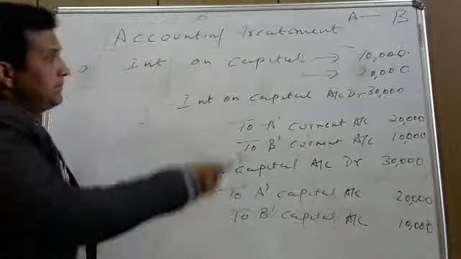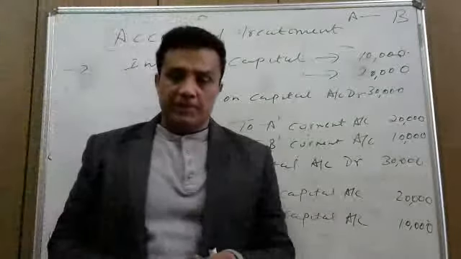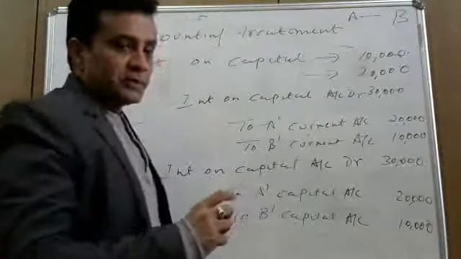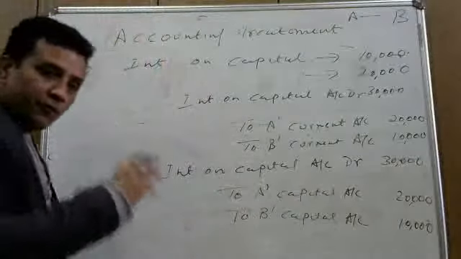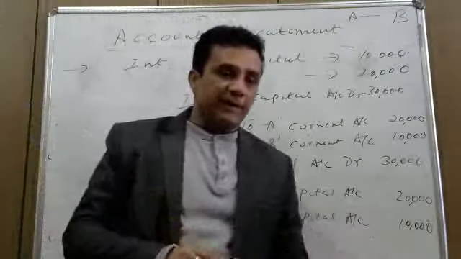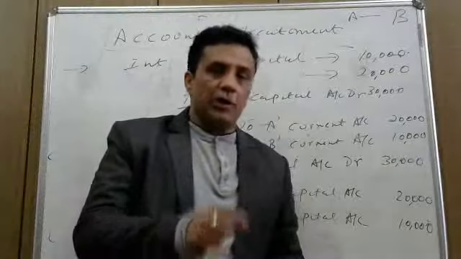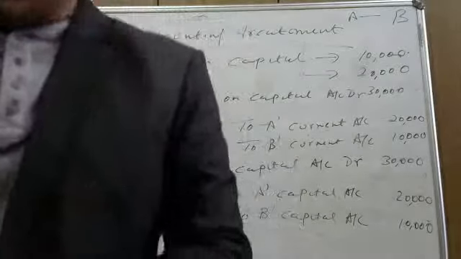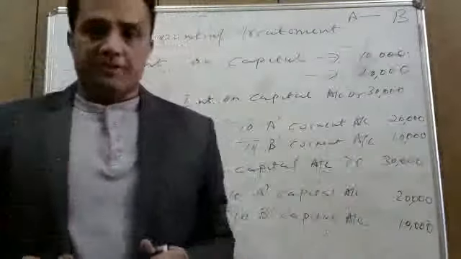Now this can be expressed with the help of a question. So I am writing a question over here so that you can understand further how we need to pass the entry, and how we can prepare different ledgers under fluctuating capital method or under fixed capital method. The question here is, first I am giving you a simple question.